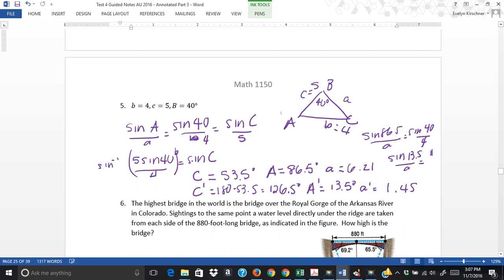So I have two triangles, one where the angle C is 53.5, A is 86.5, and my missing side is 6.21. And the other one, I have an angle of 126.5 and 13.5, and my missing side is 1.45.